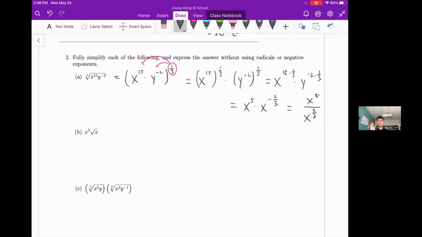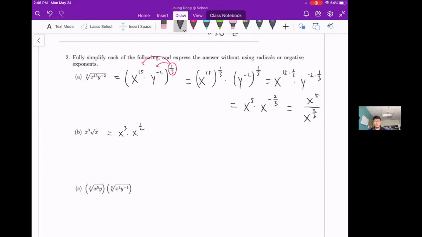Then what about the next problem? Guys, don't worry about it, okay? It is product form. Even though it looks like something crazy, there is a dot between x cubed and square root of x, okay? So we're going to take it step by step, and square root of x can be written as x to the 1/2, okay? There is no index, which means the index is 2, so the power is 1/2, okay?